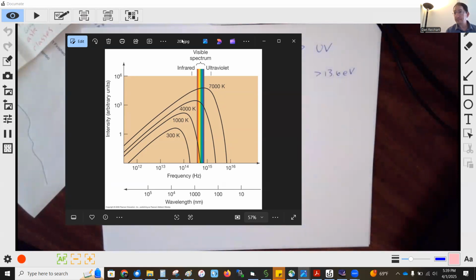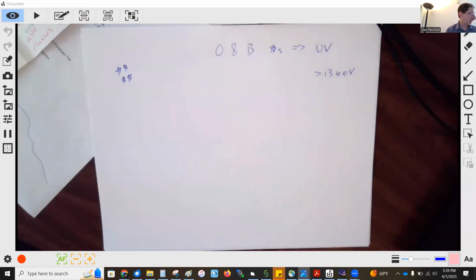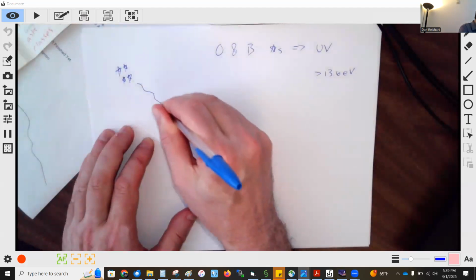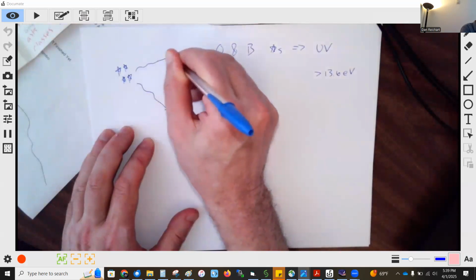Okay. So we have these stars. They're spitting out ultraviolet radiation.